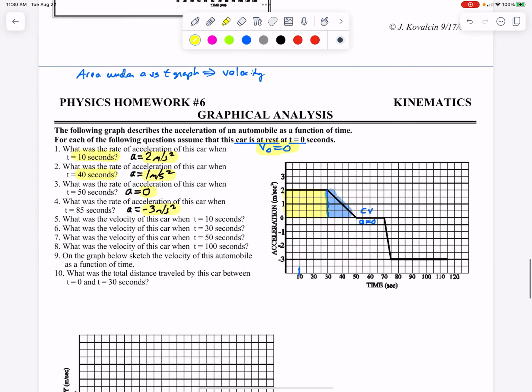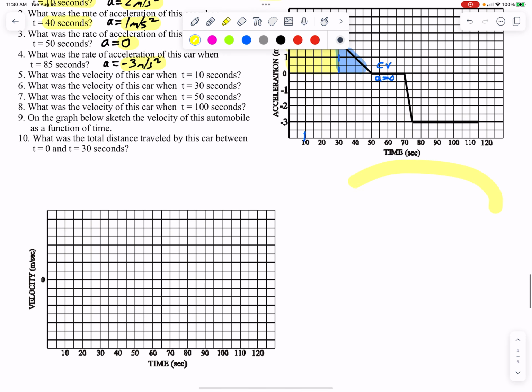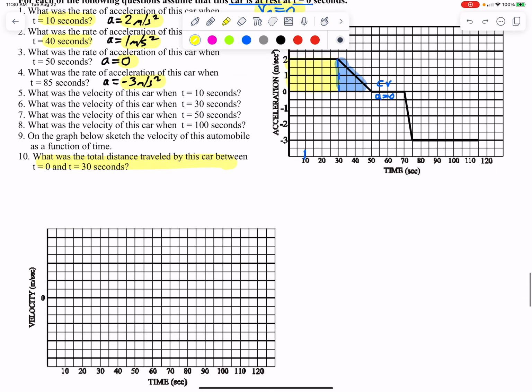Okay, now questions 5 through 8 are going to require some area calculations. I have room right here to do the work because I'm not going to be able to squeeze the work into that small little spot, okay? Question 9, we're going to be sketching the velocity time graph here. And then finally, question 10, we're going to be calculating the total distance. We can do that work here or down here, wherever we have room, okay? So that's going to be the plan to finish out this question.